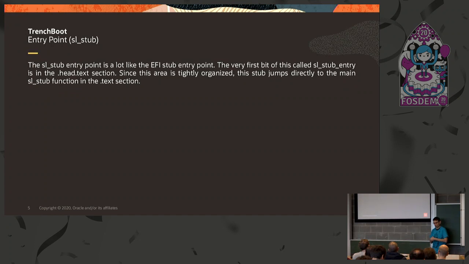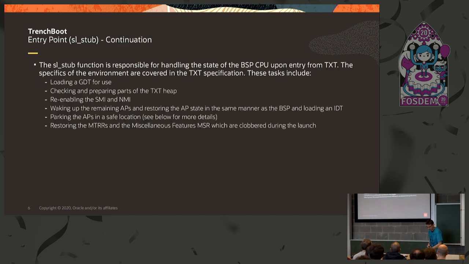So let's move on to the Intel implementation. At the beginning of the kernel, we have something called SL stub. We can compare this piece of code to something called EFI stub. This is split into something called SL stub entry. It lives in the head text section. Because this section is tightly organized, we have to do some minimal things and jump almost immediately to the SL stub function, which lives in the text section.